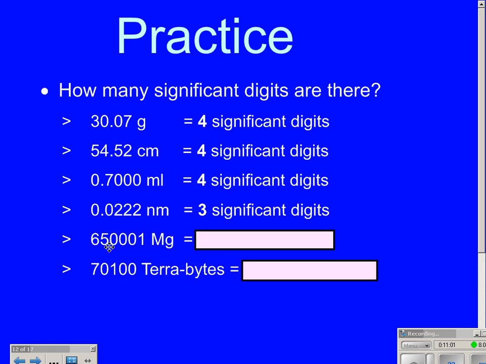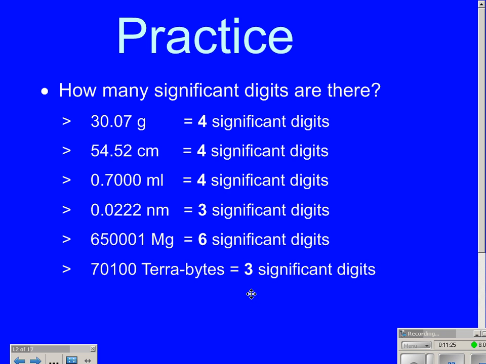Here we have zeros in between non-zero numbers, so they are significant. So all of these digits are significant. So we have 6. Here we have a 0 in between non-zero numbers, so this one counts. We have zeros at the end, but no decimals, so these don't count. So when we're talking about terabytes, we have 3 significant digits. All right, let's move on.